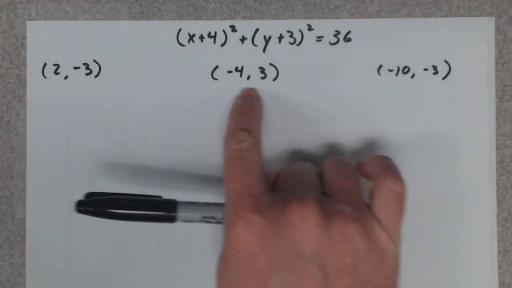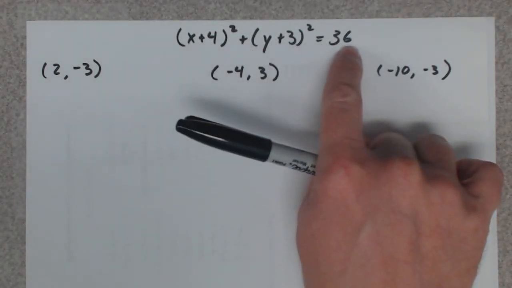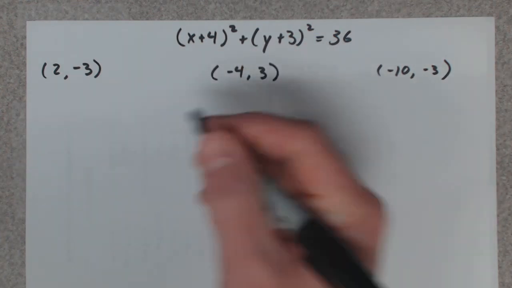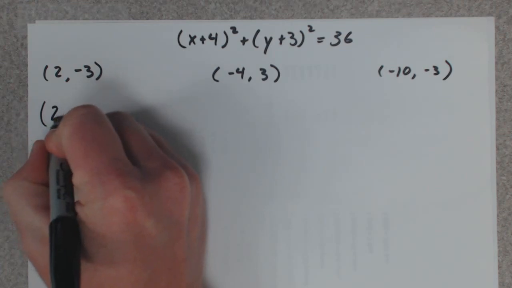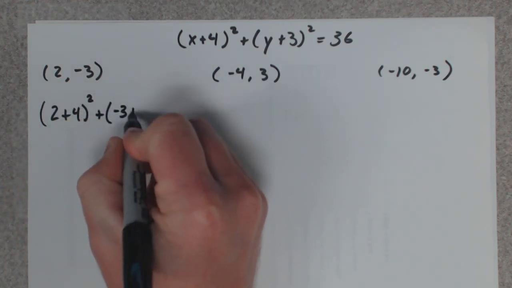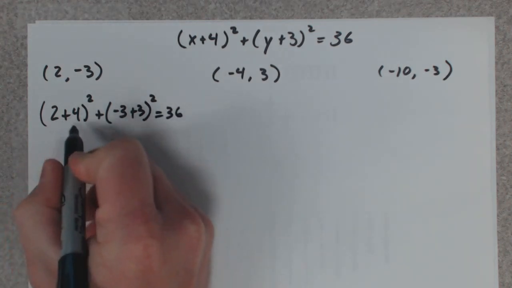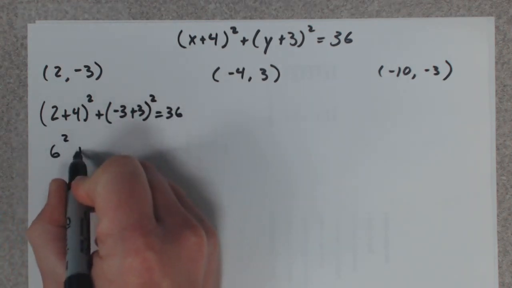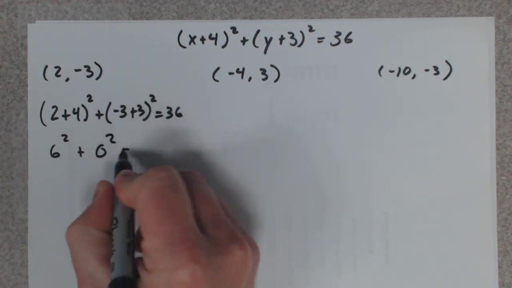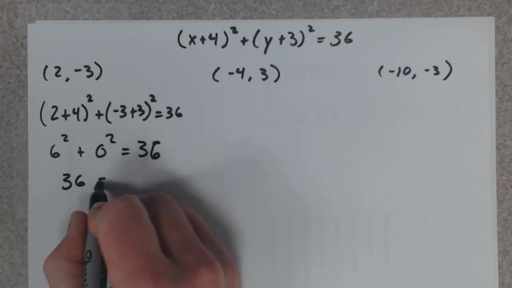Those 3 points that I found on that circle, when I plug these points into this equation, it should wind up with an equality. The left side should equal the right side. So look at what happens. 2 plus 4 squared plus negative 3 plus 3 squared equals 36. Well, 2 plus 4 is 6. Negative 3 plus 3 is 0. But is this true? Yeah, 36 plus 0 is 36.